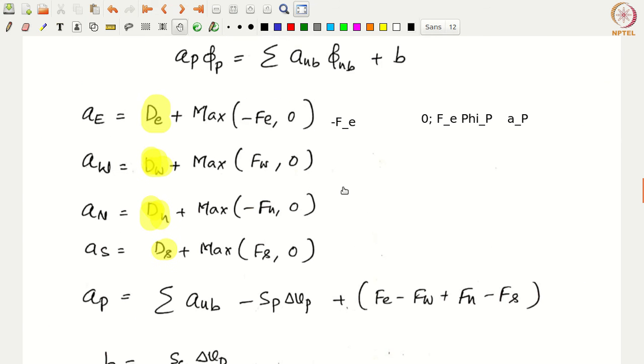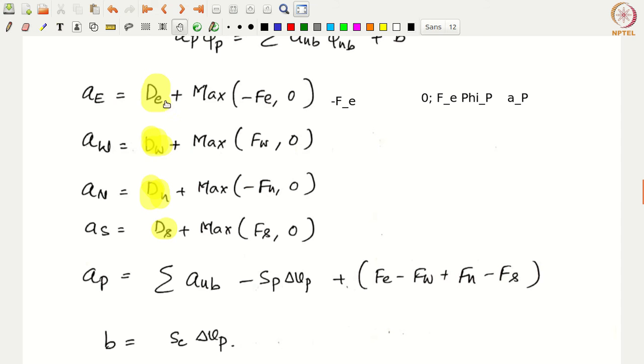But what is the contribution for AP? AP has to be 0. This brings in A east, which is DE minus FE. So we have DE minus FE here, plus we have this FE. The FE gets cancelled with this extra minus FE coming, and then we essentially have DE. That means there is no contribution of FE going into AP. Do you see how it is working?